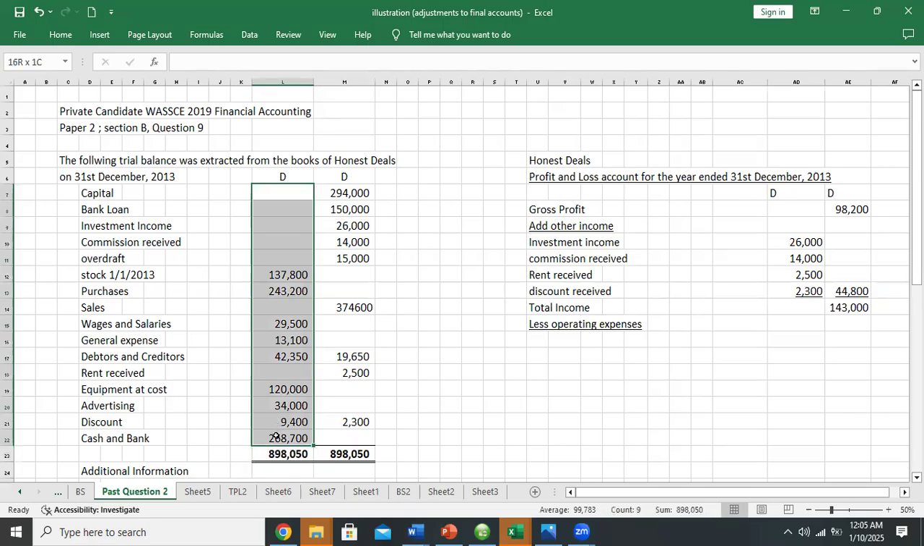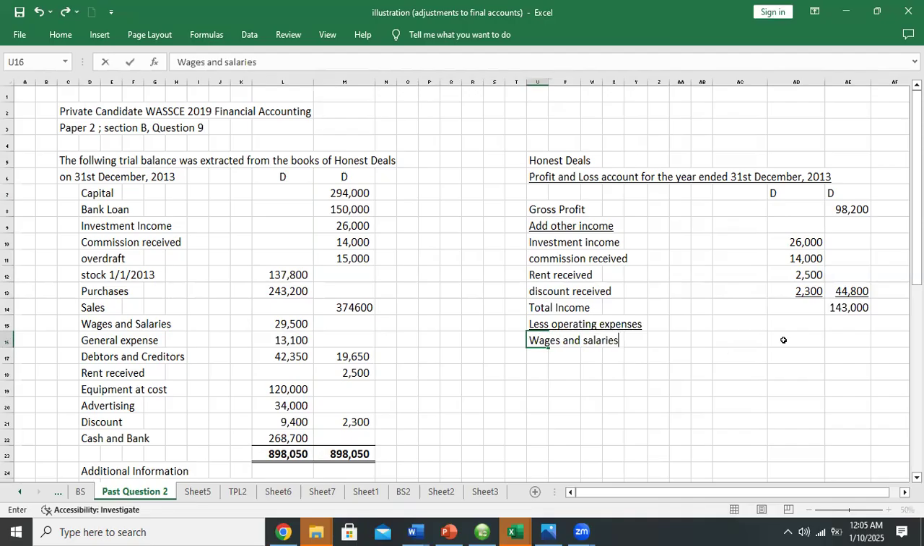Okay, but there are certain items that you have to take out. Those items are mainly assets, right? So the first item you see in the debits is stock. That will not come here. It has been used in the trading account. Second is purchases. No. The next one is wages and salaries. And please, wages and salaries, it's an expense. So you put it here, 29,500.